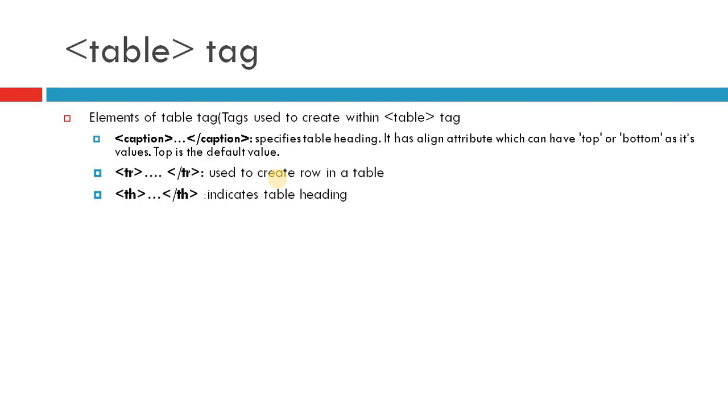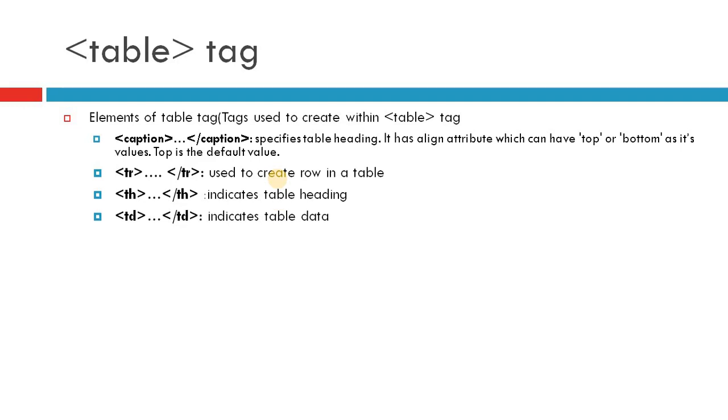Next tag is TH. TH indicates table heading. Whenever we have to display the data in bold format, that is, whenever we are displaying the first row of the table, we have to display table headings in that. In that case, TH tag is used to display the data in bold format.